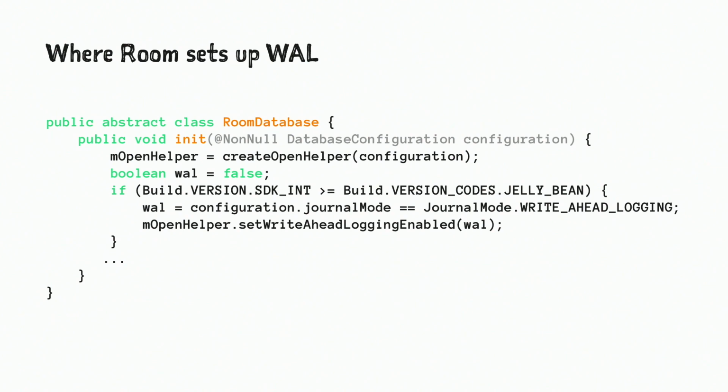And Room does this by default. So this is where Room comes into the picture, and we sort of start seeing the connections. Room is saying, and rightfully so, write-ahead log is so much better than our old-fashioned rollback journal that we just want to enable it whenever we can, which is any API above Jelly Bean. We are going to call our API and set write-ahead logging.